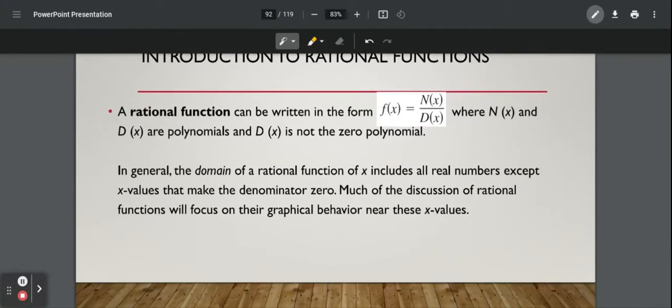A rational function can be written in the form of a ratio of polynomial functions. So the numerator and the denominator both have to be a version of a polynomial function. And then in general, the domain of your rational functions is all real numbers except the x values that make the denominator 0.